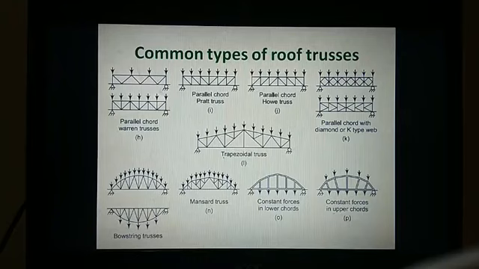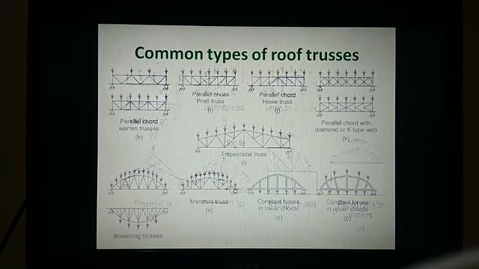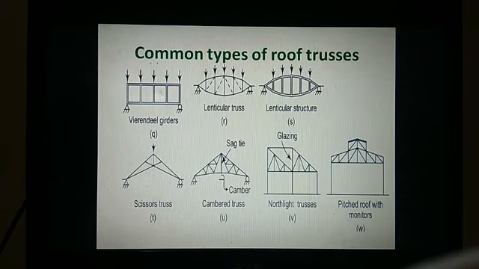So the common types of roof trusses are shown here. These are the parallel chord roof trusses, these are the trapezoidal trusses, and these are the arch trusses. Even your trusses can be in the form of an arch action, like bowstring trusses, reverse bow trusses, and mansard trusses. These are the common types of roof trusses which can be seen.